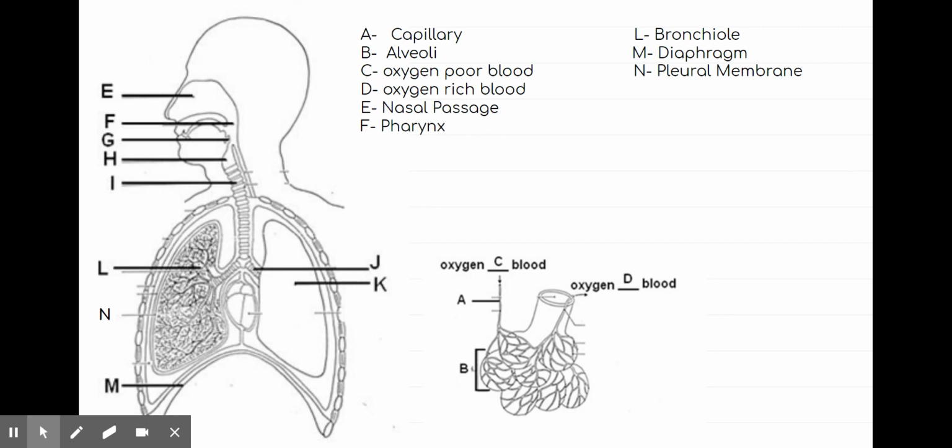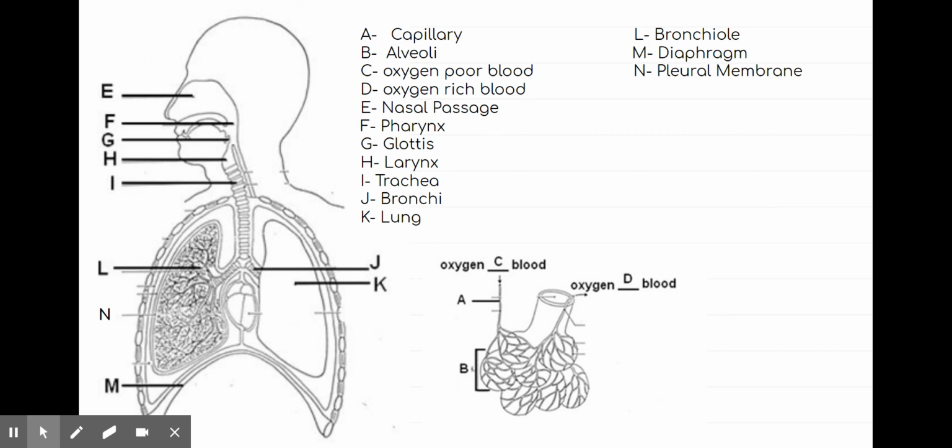F is the pharynx. G is your glottis or your epiglottis. And H is your larynx. I is your trachea. And J is your bronchi. Then we've seen L, M, and N. I forgot K. K is your lung. So that is all of the parts of the respiratory system.